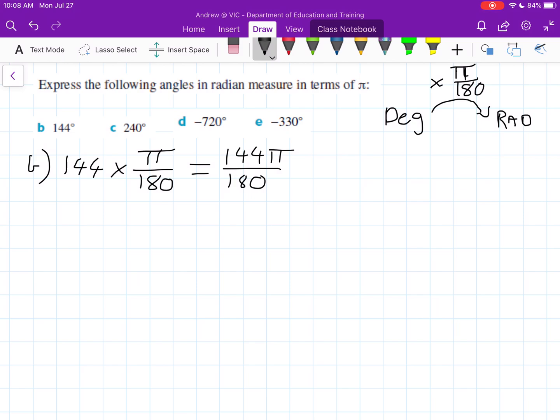Now, we don't leave it like that. We actually need to simplify it so the fraction is in its most simple form. So simplify your fractions here. 36 actually goes into 144 and 180. You could just put this in your CAS though, and it would come out as 4 pi on 5.